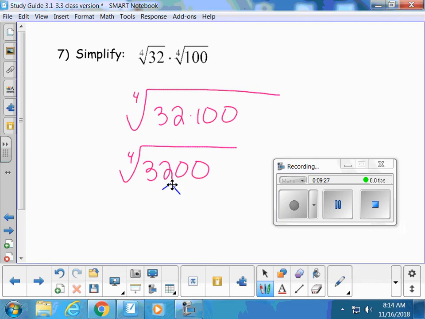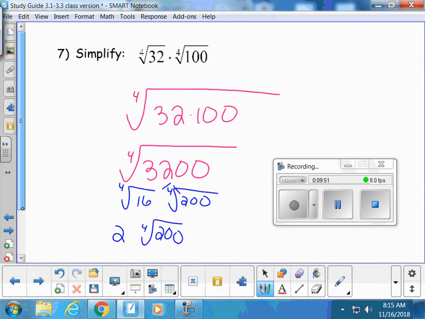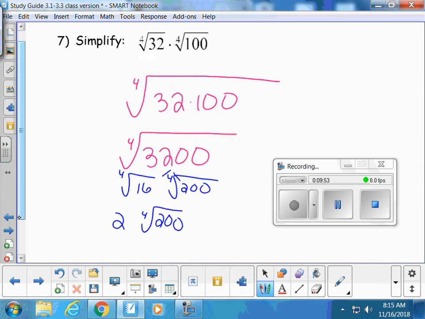All right, so how do you guys want to break the 32 down? 16 and 200. So 16 is a perfect 4th root, 200 is not. The 4th root of 16 is 2. But let's see if there's anything else that can come out of that 200. Is there on the perfect 4th list, like 81 or 16?